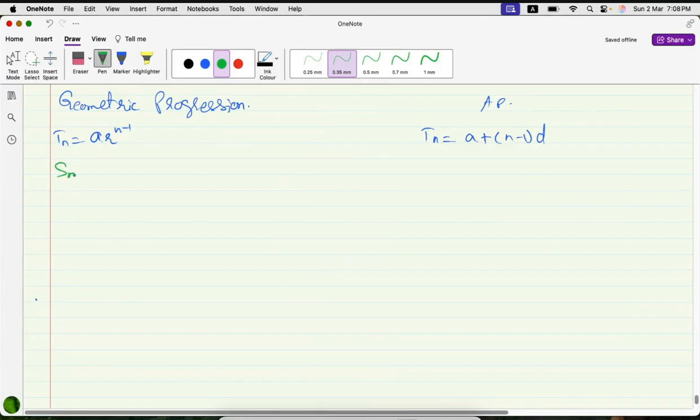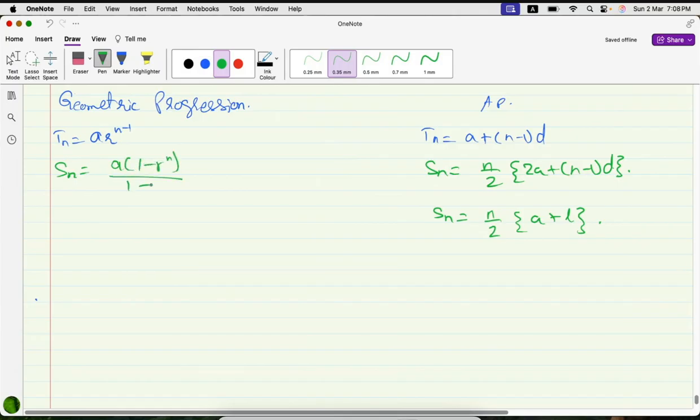Then we had sum of terms. Sum of terms was n by 2 into 2a plus n minus 1 into d. Or we had another formula, which was n by 2 into a plus l. And for this term, we have a into 1 minus r raised to power n over 1 minus r.